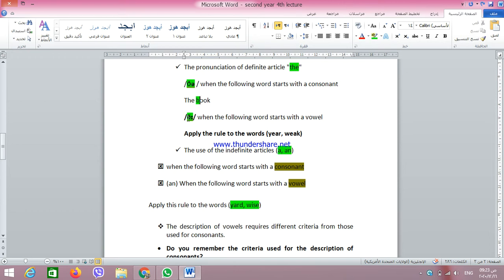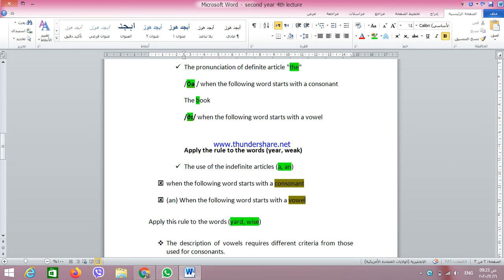And this definite article can be pronounced "thee" when the following word starts with a vowel. For example, the apple. This is a vowel. So since we have a vowel at the beginning, this definite article is going to be pronounced "thee". Since we have a consonant at the beginning of the word, the definite article will be pronounced "thuh". The book, the apple.